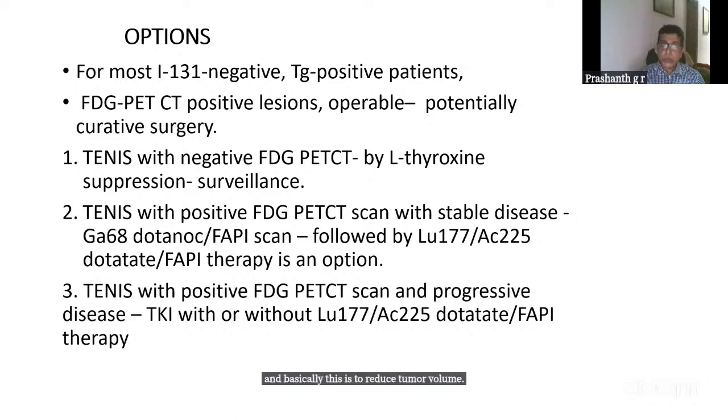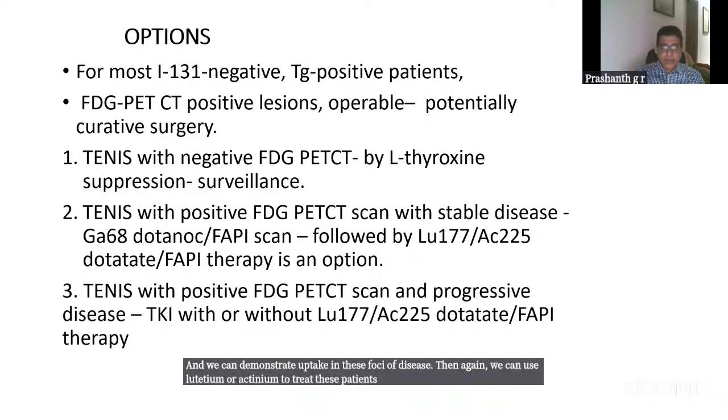The third scenario is where the patient is non-iodine concentrating, FDG positive, and progressing despite everything. These are patients who are typically put on tyrosine kinase inhibitors. Here also, when you add a gallium-68 DOTANOC or FAPI scan and we can demonstrate uptake in these foci of disease, then again we can use lutetium or actinium to treat these patients to basically reduce tumor volume.